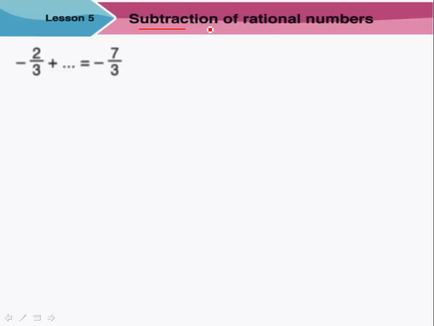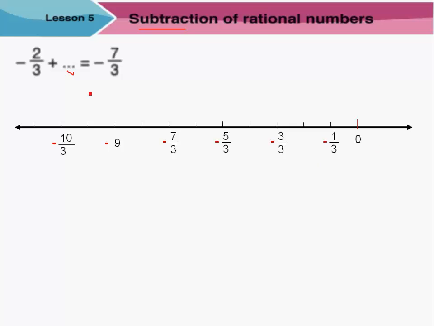Subtraction of rational numbers. We will see subtraction operations in rational numbers. We have here minus 2/3 plus something. We ask it to give this part equal to minus 7/3. First, we have to draw the number line, and we will notice that all rational numbers have a minus sign.